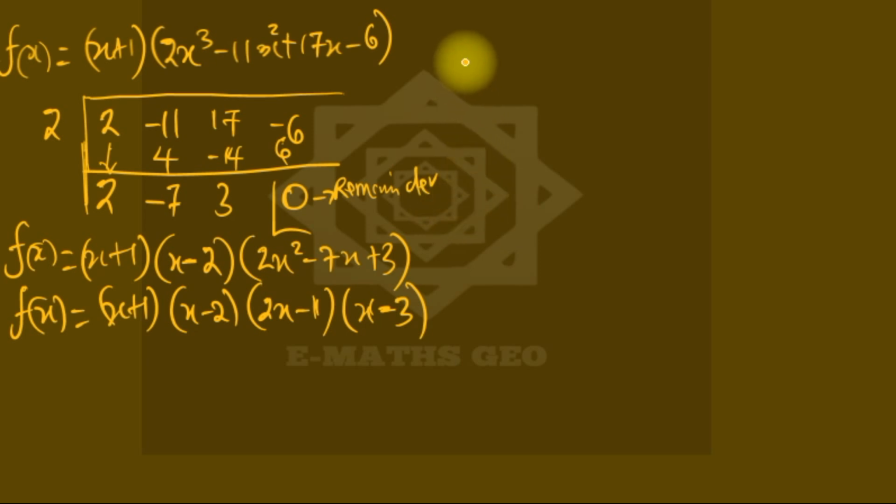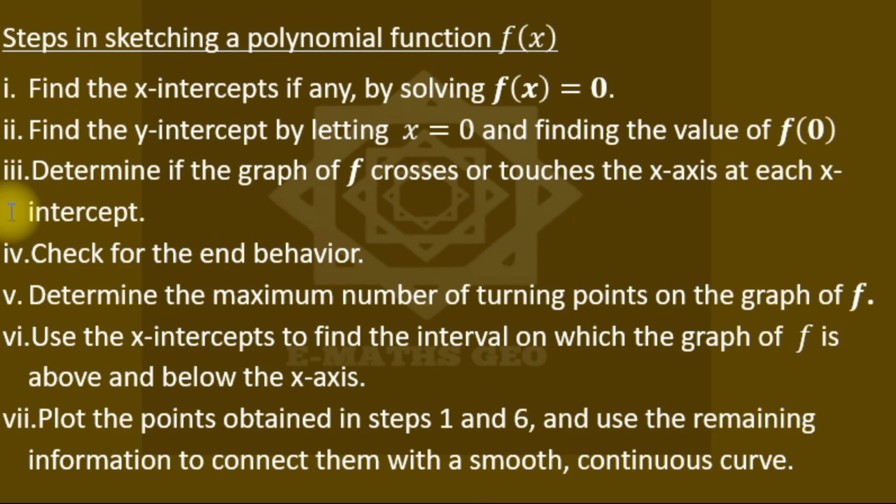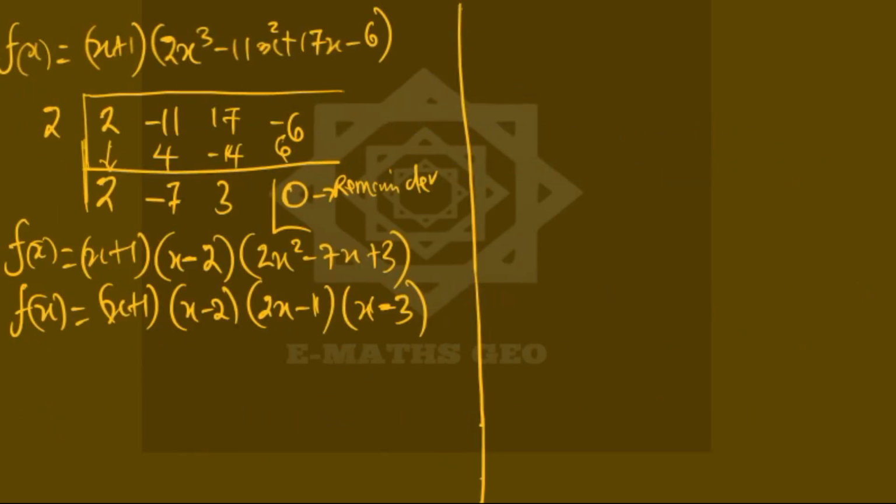So the next thing is to sketch. In sketching this, we apply some steps. There are some steps we use in sketching a graph. We first of all find the x-intercept, that is substituting f of x as 0. And we can do this, it's very simple. If you substitute f of x as 0, as we are looking for the x-intercepts or the zeros, so that is f of x is 0.